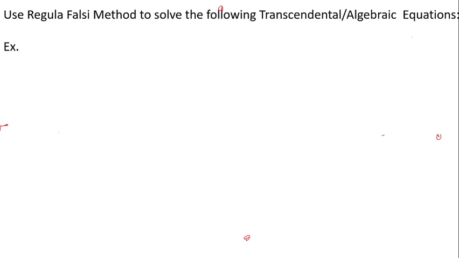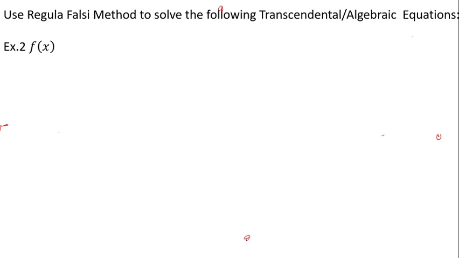So today we'll solve one more example on this. Let us write down one example. Again we'll use the regula falsi method to solve one function. In the last lecture we already solved an algebraic equation. Now let us take one transcendental equation where a trigonometric function is included. So we'll write here: use the regula falsi method to solve the following function.